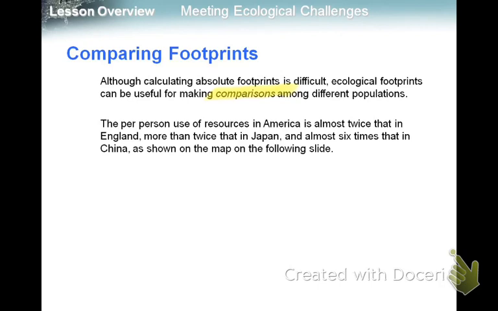What we've heard all along, and what you'll continue to hear in your social studies classes, is that the ecological footprint of Americans is almost twice that in England, twice the ecological footprint of people in Japan, and 6 times the footprint of people in China.